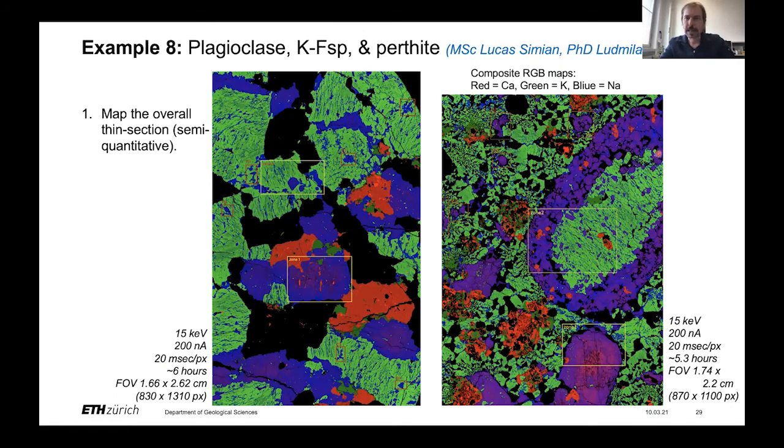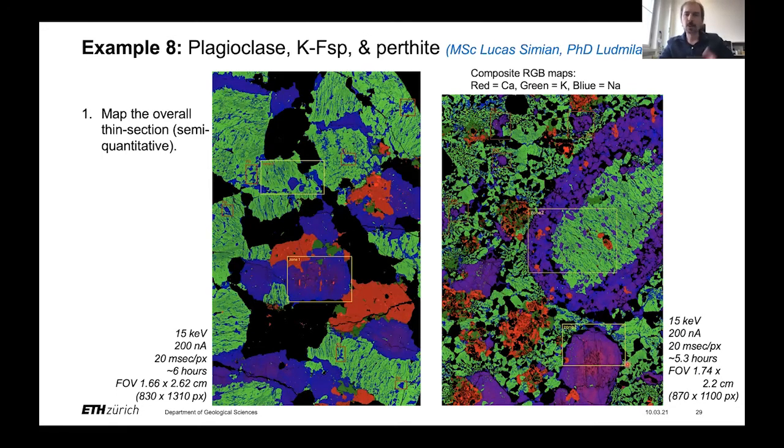And here in these other granites, I think this one is really gorgeous because you have this rapakivi texture. So you have this K-feldspar that is rimmed by plagioclase. You also have myrmekites in there. And these maps just show you everything immediately. We have a nice zoning in plagioclase that is immediately visible.